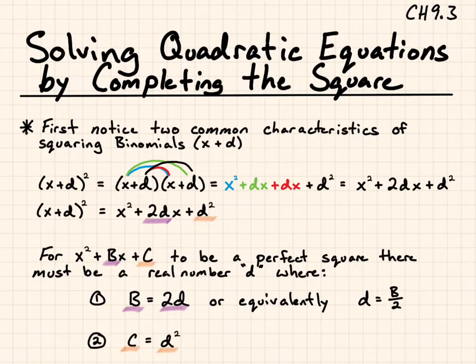There's also going to be a c that is d squared. Or equivalently, you can say d equals the square root of c, because c must be positive. That there's no plus or minus here.